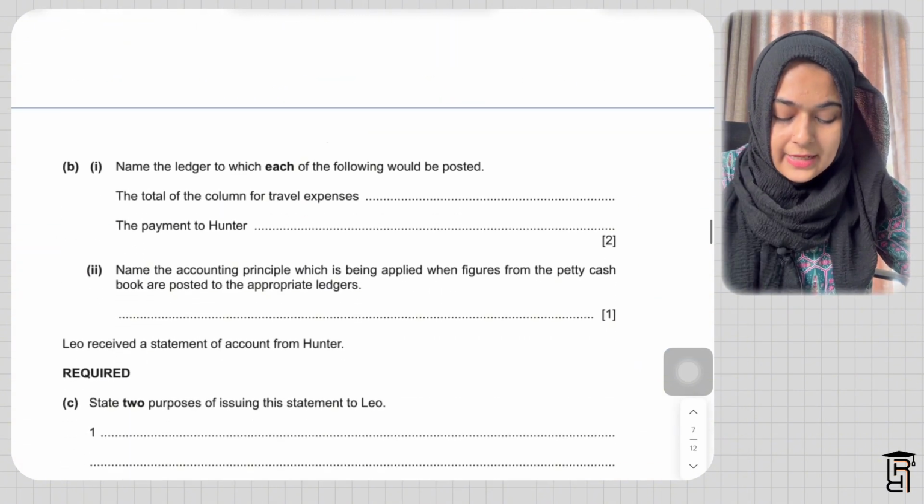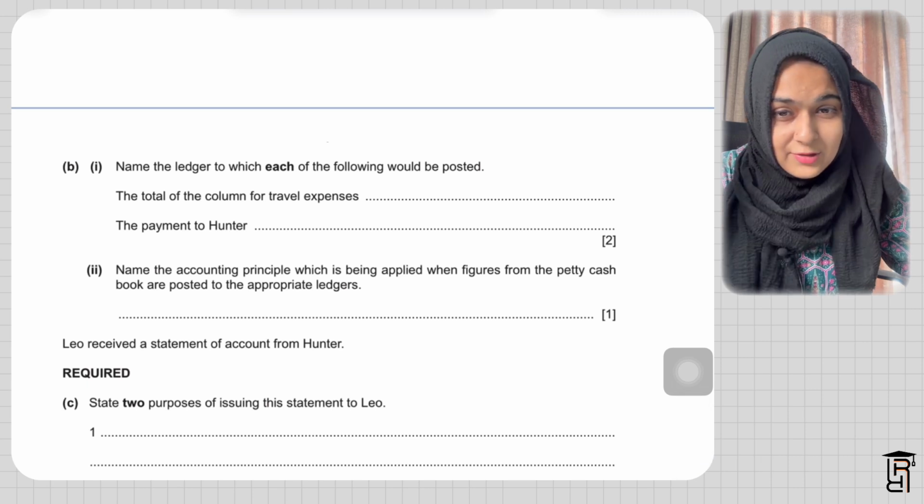So the next question here says, if you guys can hear the bird in the background, please ignore it.